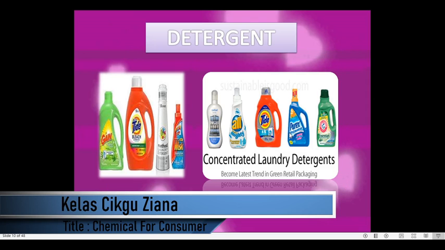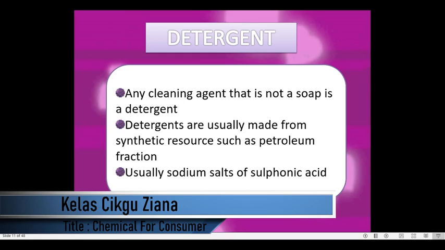Okay. Kemudian, apa beza soap dengan detergent? Soap, sabun mandi yang kamu selalu guna. Tapi kalau detergent, selalunya kalau kamu gunakan untuk cuci lantai, itu adalah salah satu detergent. Detergent, any cleaning agent that is not a soap is a detergent. Detergents are usually made from synthetic resources such as petroleum fraction. Maksud di sini petroleum fraction is the hydrocarbon. Usually sodium salt of sulfonic acid.